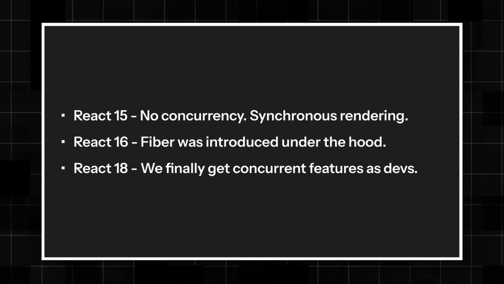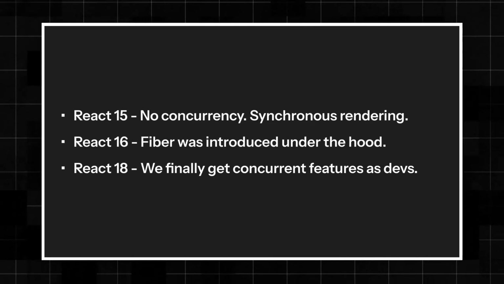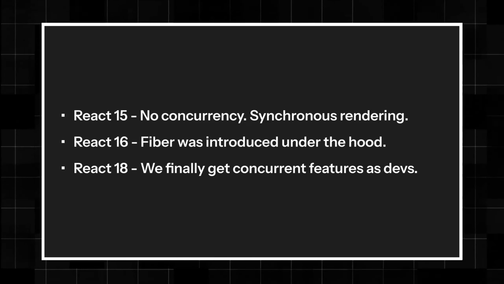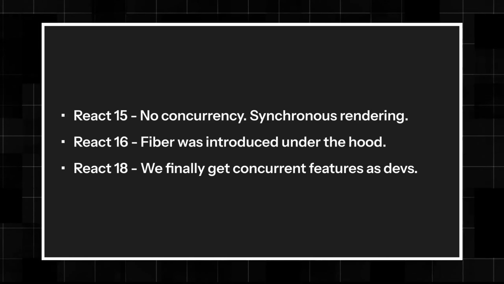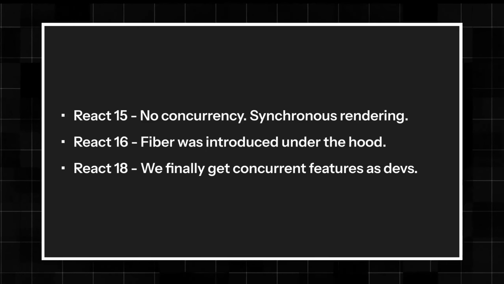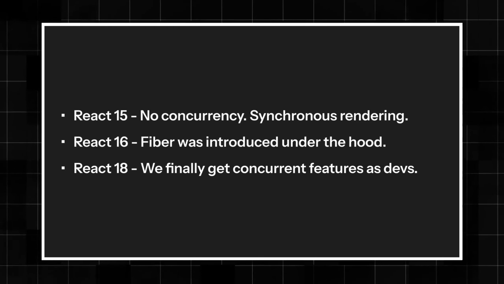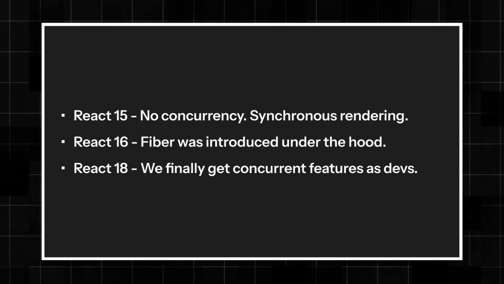So if I take you through a quick history lesson, React 15 is when there was no concurrency. Everything used to render synchronously. React 16 is when Fiber got introduced under the hood, and this is essentially what enabled all of the concurrent features. React 18 is when we finally got concurrent features as developers, like the useTransition and useDeferredValue hooks, and we can manually implement some part of it in our application. So concurrency is kind of a feature layer built on top of React Fiber's architecture.